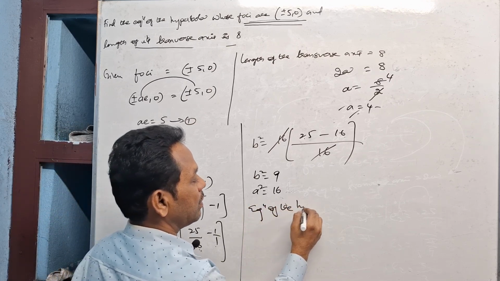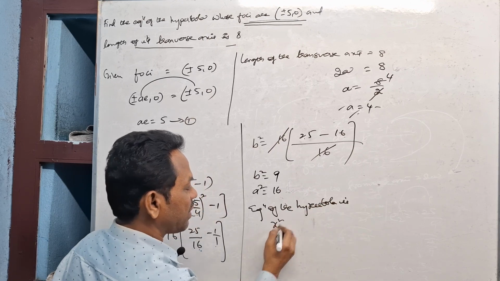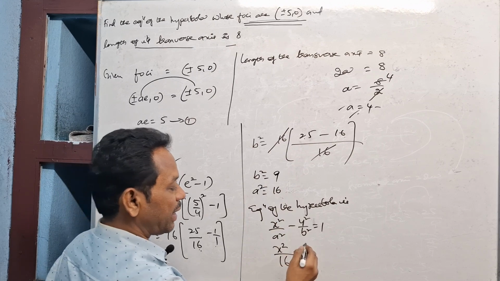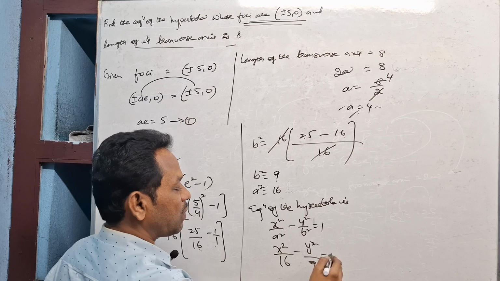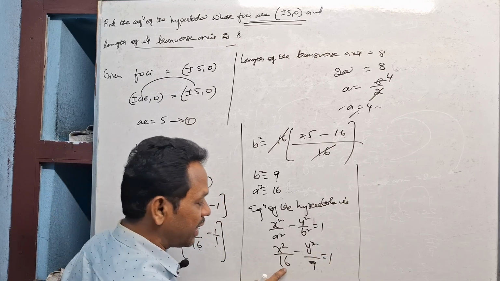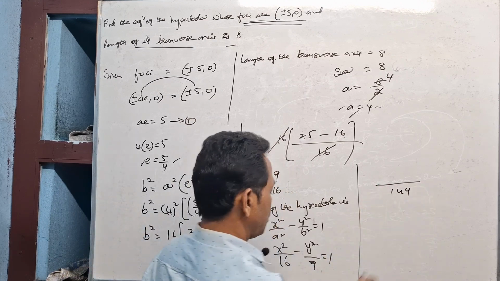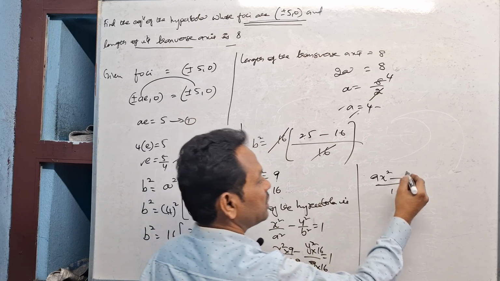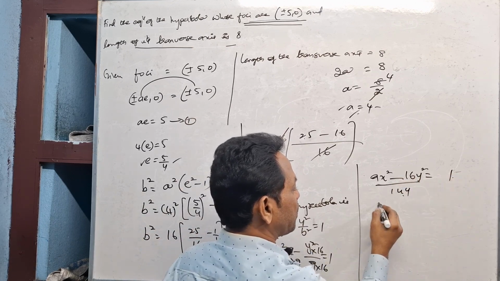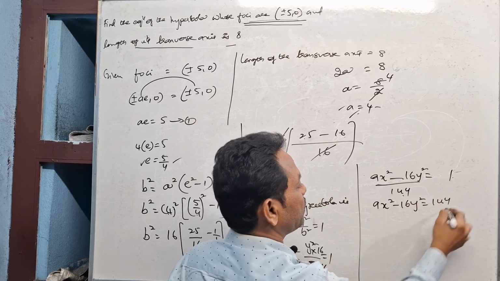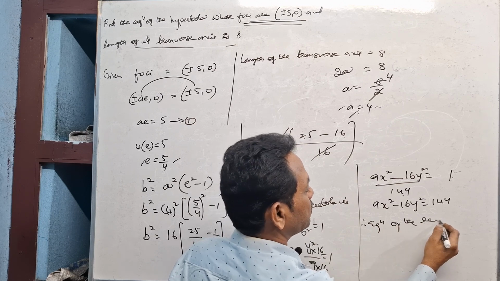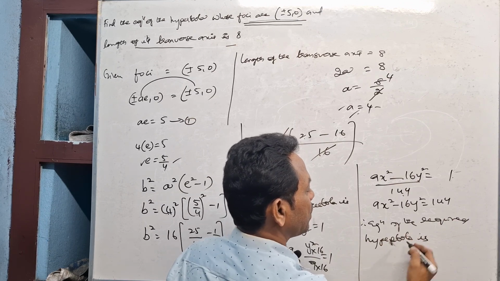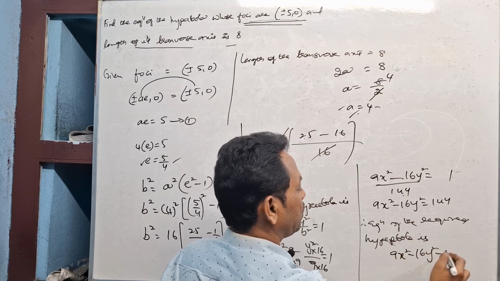So equation of the hyperbola, the formula is x square by a square minus y square by b square equal to 1. So x square by the value of a square is 16 minus y square by the value of b square is 9 equal to 1. So let us go for simplification. For 16 and 9, its LCM is 144. So here need 9, here also need 16. So I'll get 9x square minus 16y square equal to 1, 144 is shifted that side. 9x square minus 16y square equal to 144. Therefore, equation of the required hyperbola is 9x square minus 16y square equal to 144.